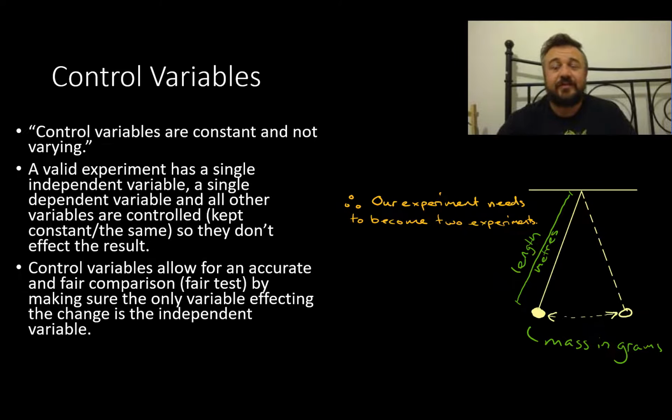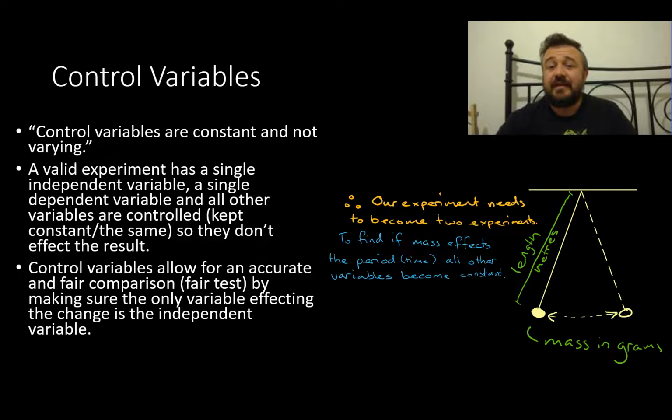So our experiment needs to become two experiments because we've got two possible things. That's two independent variables, so we split them up. Because if we changed both the length and the mass at the same time to see which has an effect, we wouldn't be able to work out which one it is. So we break it into two experiments, and the independent variable for one becomes the control variable. The one that we change becomes a control variable, kept the same for the other experiment.